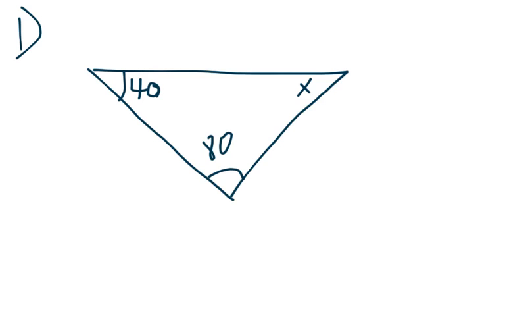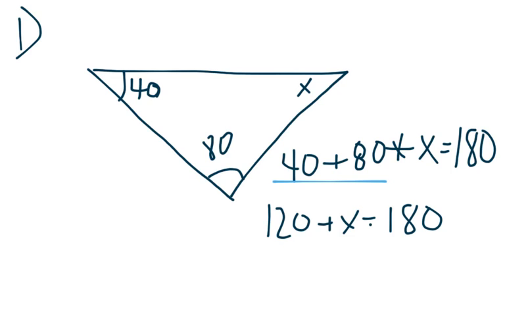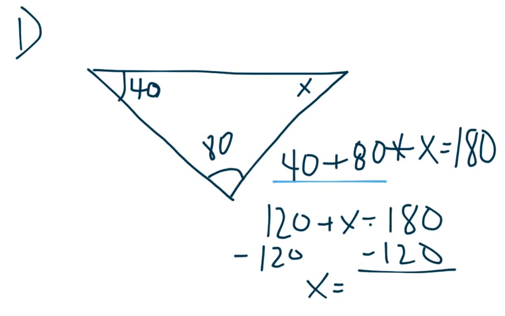So we have 40, 80, and x. So we can say 40 plus 80 plus x equals 180 degrees. And then you just simplify and solve for x. So 40 plus 80 is 120 plus x equals 180. And then you subtract 120 from both sides. And in the end, we get x equals 180 minus 120, which is 60. So this is your answer for number 1.